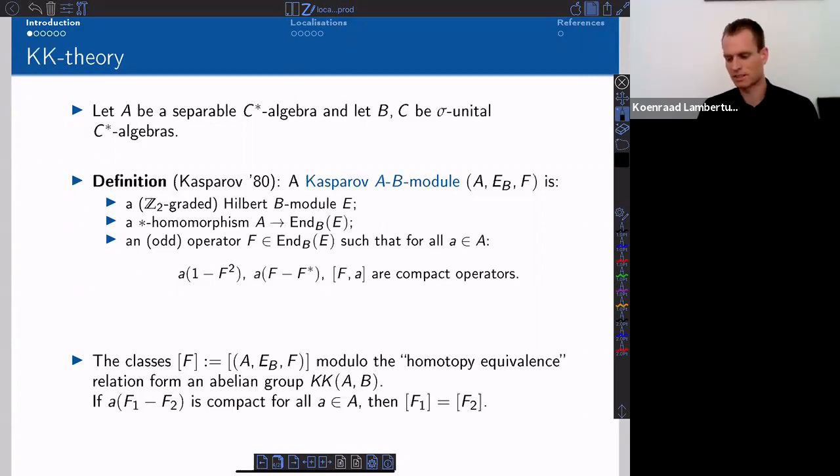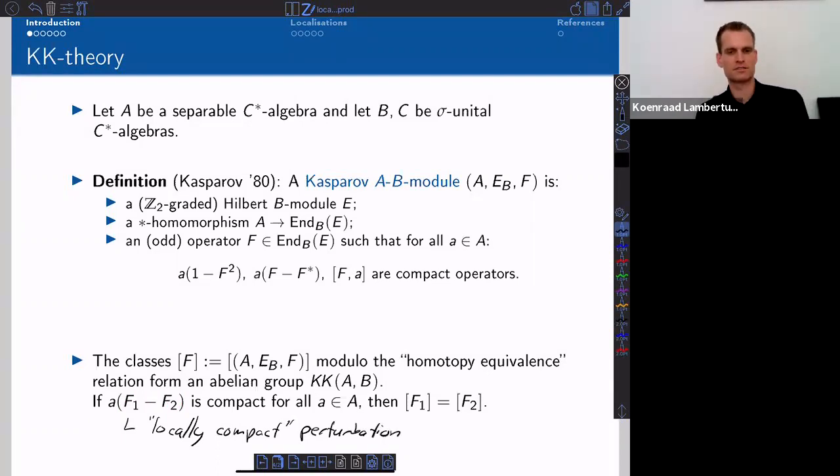I don't want to say too much about the equivalence relation, but in particular, if you have two operators whose difference is maybe not necessarily compact, but is what we refer to as locally compact, meaning the difference is compact as soon as we multiply by an element in the algebra, then we call this locally compact. So if F1 is a locally compact perturbation of F2, then they both define the same class in KK theory. They are homotopy equivalent.